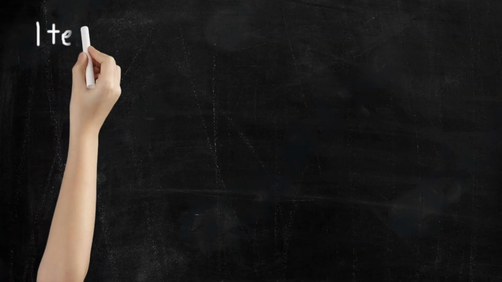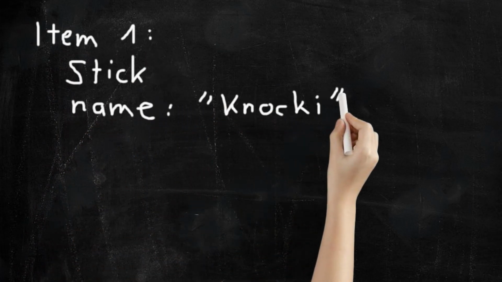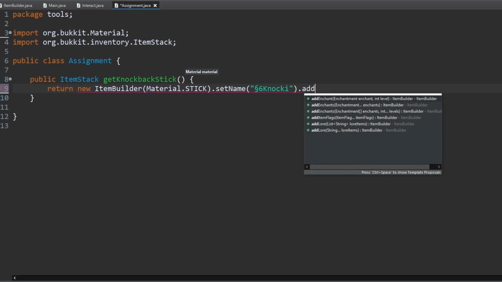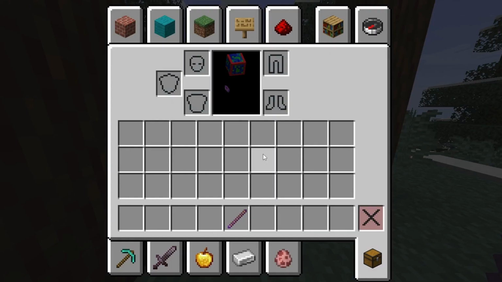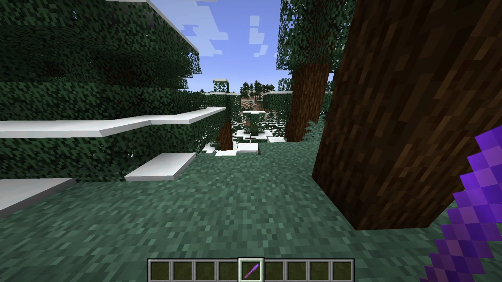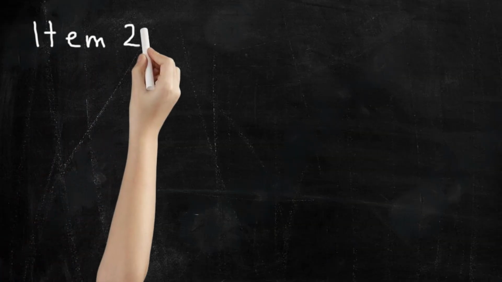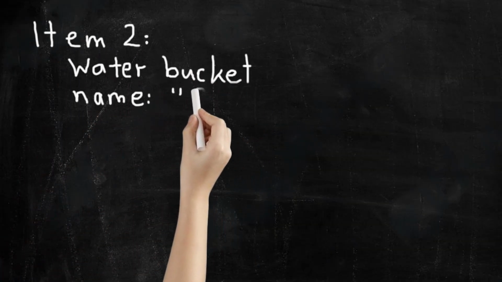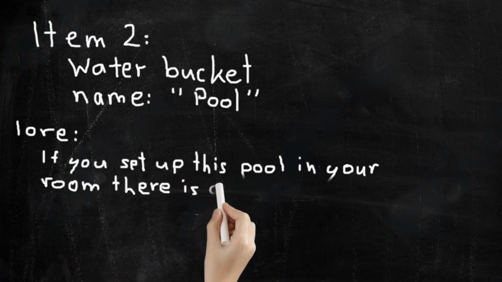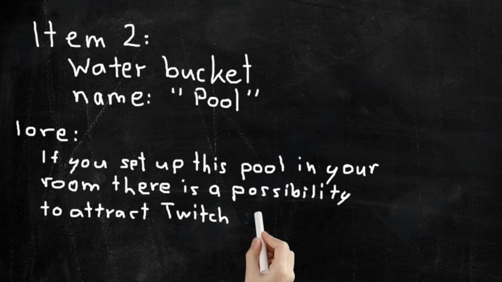Good idea. Okay, then make a knockback stick named Knocky with knockback 10. Like this? Yes, that's good. Is it working? I think so. Yeah, I can't see the pig anymore. That was good, so now I need a glowing water bucket named Pool, and this text should be in the description. If you set up this pool in your room, there is a possibility to attract Twitch streamers.